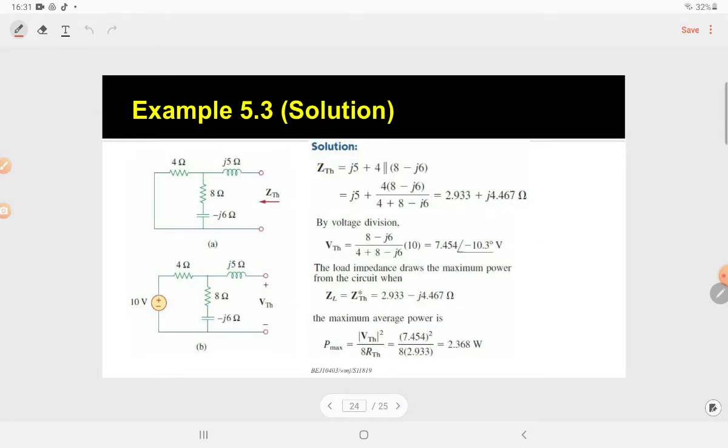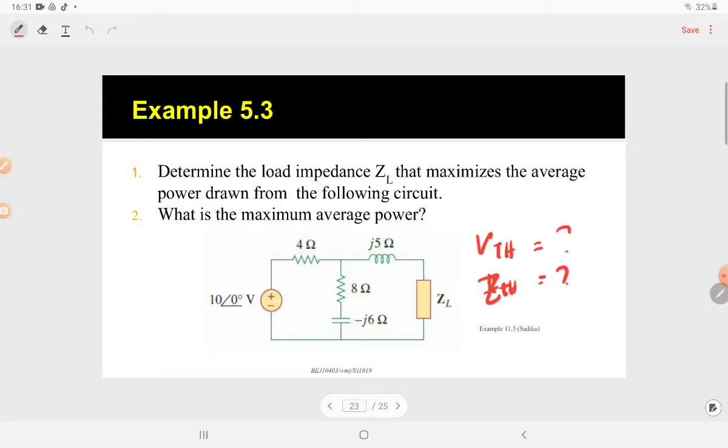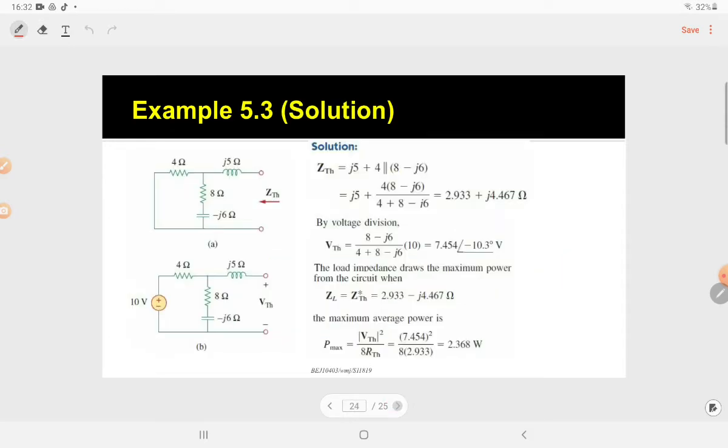So remember, ZTH, the Thevenin impedance, can be calculated if we turn off all the sources. In this case, you have a voltage source over here. In order to turn off this voltage source, you need to short circuit this part, right? So this circuit now becomes like this.